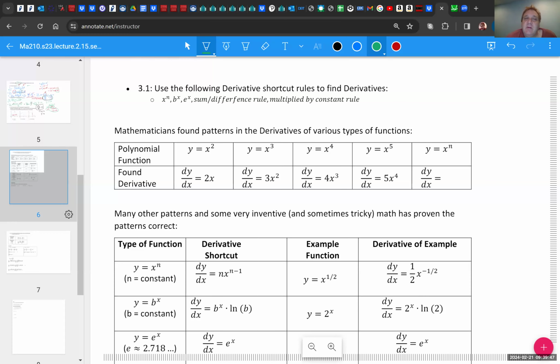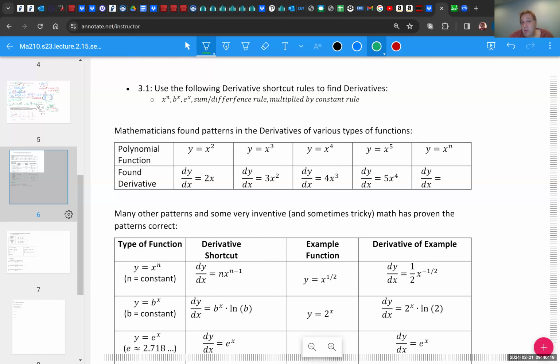Hello, this video is the first section in Chapter 3, Section 3.1. Chapter 3 is pretty much mostly about finding shortcuts to finding derivatives. And so in 3.1, we're going to be doing some basic shortcuts, ones for polynomials, x to a power, and for exponentials, e to the x, or in general, any base to the x. We're also going to learn about the sum and difference rules and the constant multiplication rule.